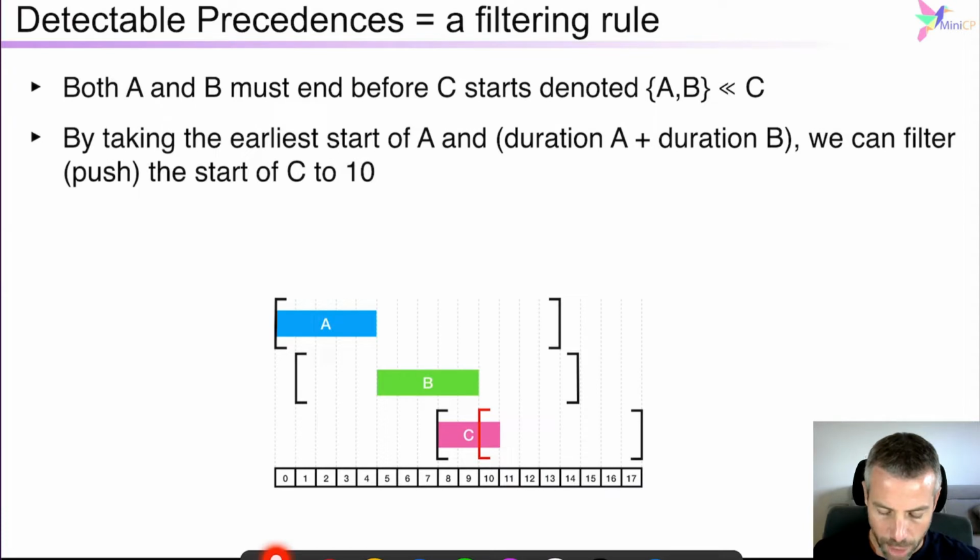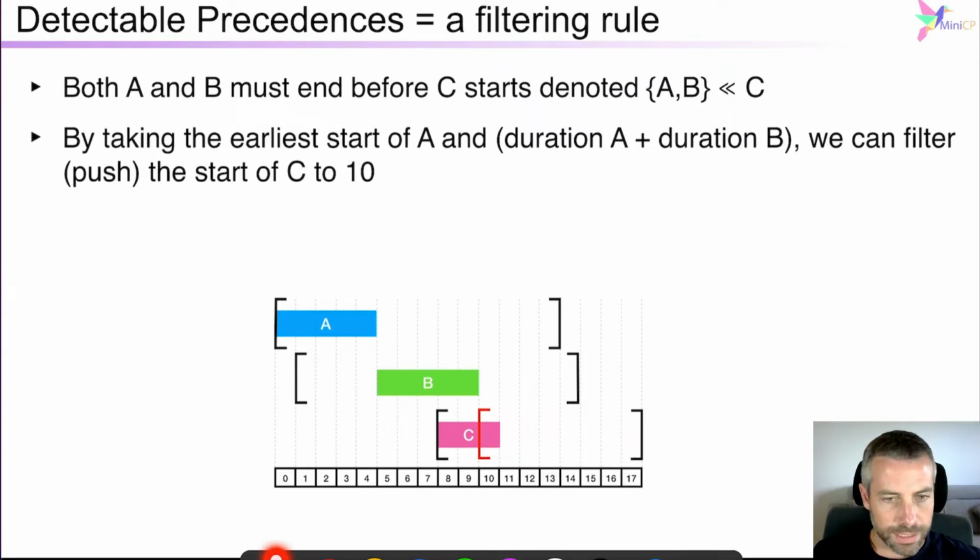So if we take the earliest start time of the activities A and B, this is what we get. And since we have deduced that A and B must be scheduled before the activity C, we will be able to prune in the start time domain of the activity C. We will be able to remove 8 and 9, and we will update and say that C cannot start before the time 10.